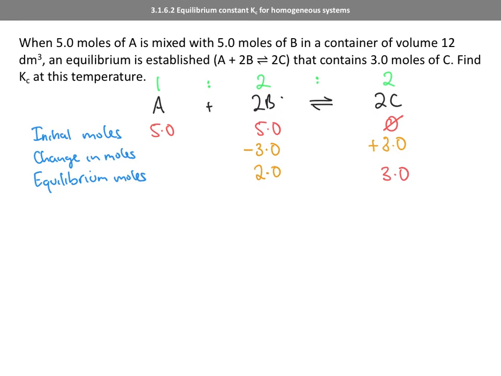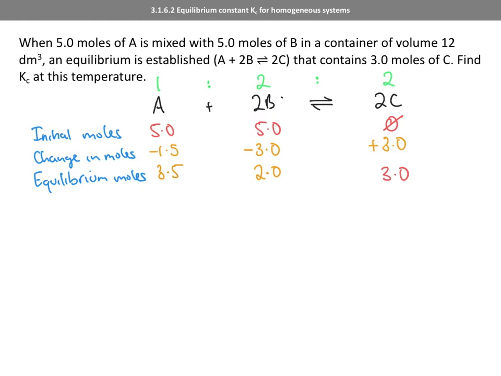And then if we consider A and we consider the molar ratios of B to A, it's a 2 to 1 ratio. So for every 2 moles of B, we need 1 mole of A. So we've got 3 moles of B reacting, so we need 1.5 moles of A. So that means the equilibrium moles of A is 5 minus 1.5, which is 3.5. And so now we have our equilibrium moles.